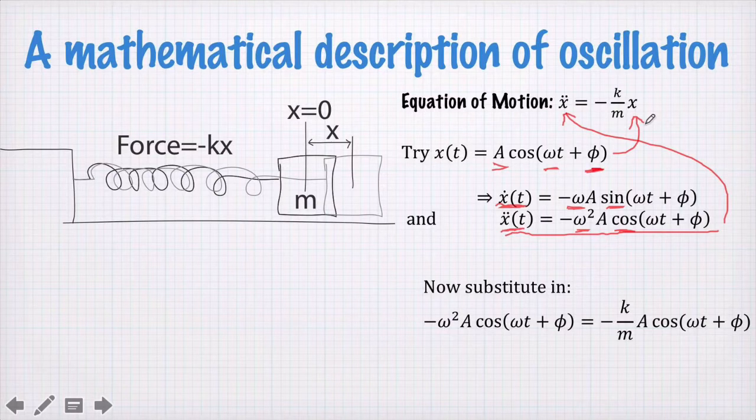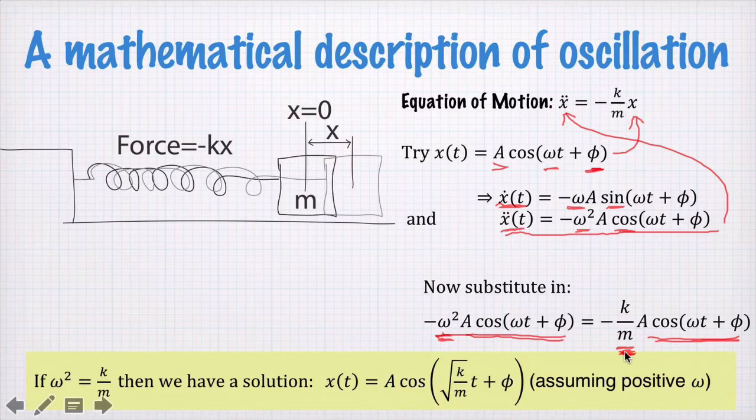So now we have x double dot is equal to negative k on m times x. And this is true provided omega squared is equal to k on m. This factor of a cos omega t plus phi is common on both sides. So all we require is that omega squared is equal to k on m. So if omega squared is equal to k on m, then we have a solution, which is that x of t is equal to a cos root k on m times t plus phi. And I've assumed here a positive frequency. We could take a negative frequency, but a positive frequency makes more sense, I think.